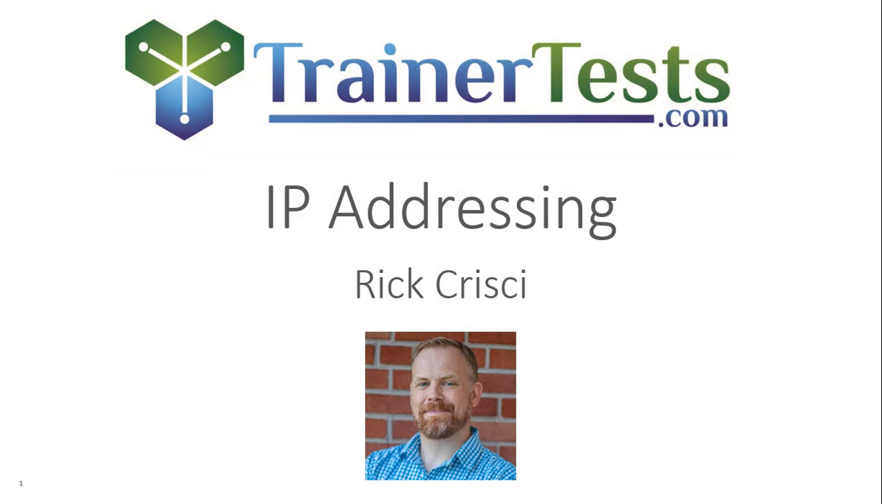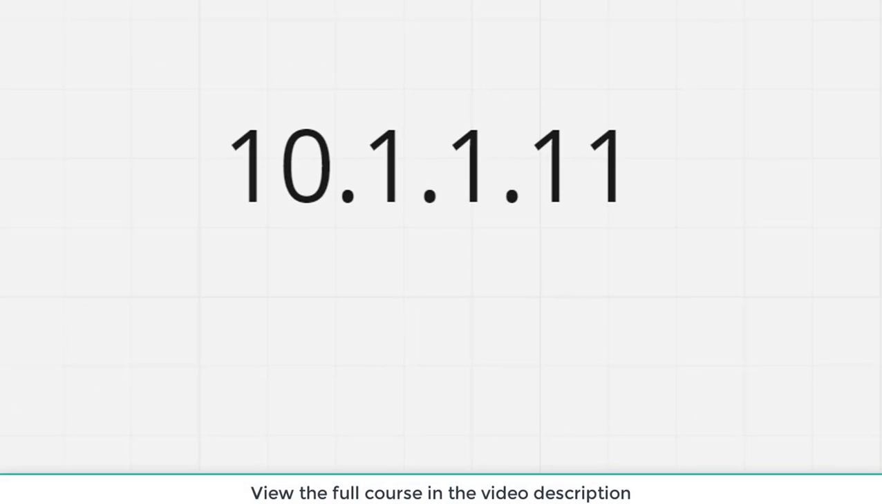In this video, we'll learn about some of the basic concepts of IP addressing and subnets. So here we see an example IP address, 10.1.1.11. And just as a side note, this is a private IP address. Certain ranges of IP addresses are private, and they're only for use in a private network. And we'll talk more about that when we have a lesson on network address translation.